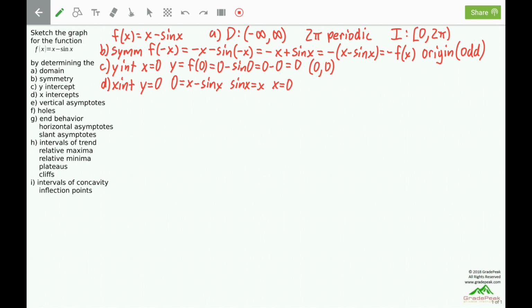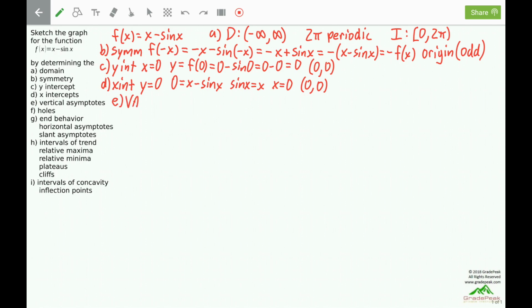X is a growing function. Sine x is an oscillating function. And therefore they will cross each other this one time only. There are no other x-intercepts. We had a y-coordinate of 0. We found a corresponding x-coordinate of 0. So 0, 0 is the only x-intercept.